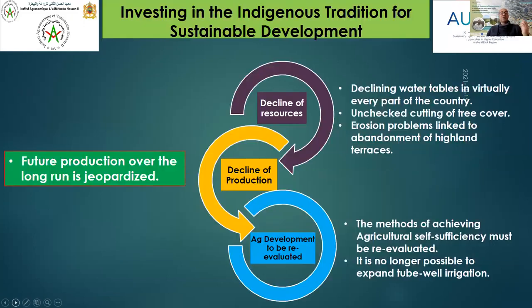So future production over the long term is jeopardized through the decline of resources. We see the declining water table, as we already said, in virtually every part of the country, and uncontrolled cutting of tree cover, and erosion problems linked to abandonment of highland terraces. Decline of resources means decline of production, and agricultural development needs to be re-evaluated, and the methods of achieving agricultural self-sufficiency must be re-evaluated. It is no longer possible to expand tube well irrigation.